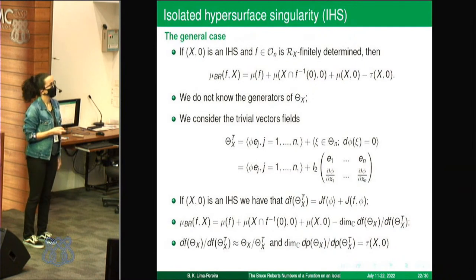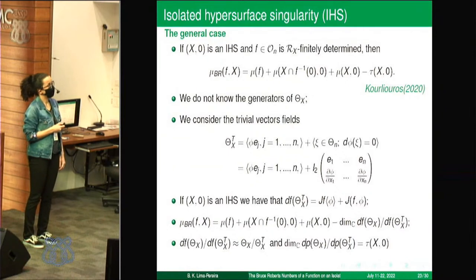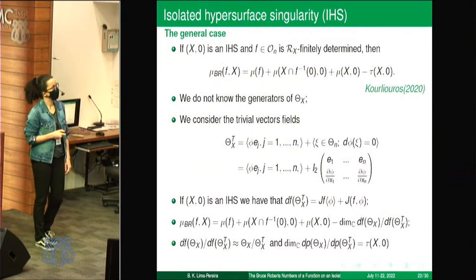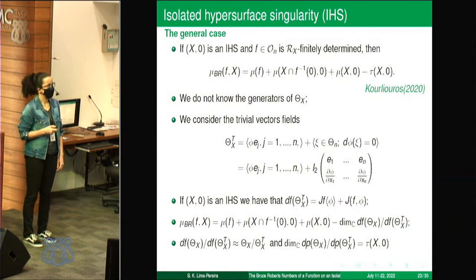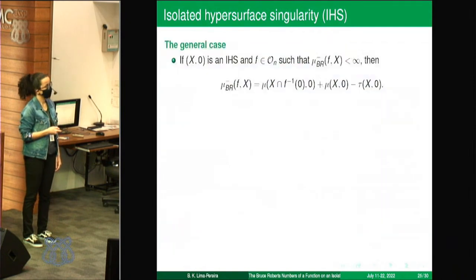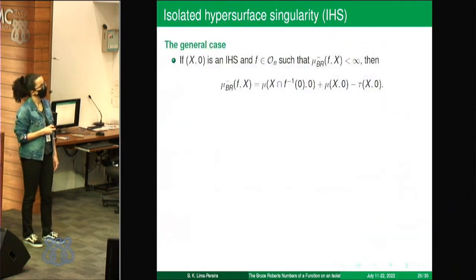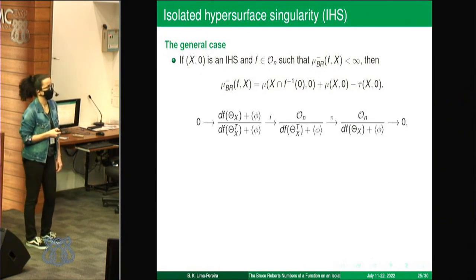I would like to say that Correa also proved the same equality as us, and he used a different approach from ours, and our works were produced simultaneously. And now I will talk about the relative Bruce-Roberts number, and our objective is to prove this relation for the relative Bruce-Roberts number. And to prove this relation, we consider this exact sequence.